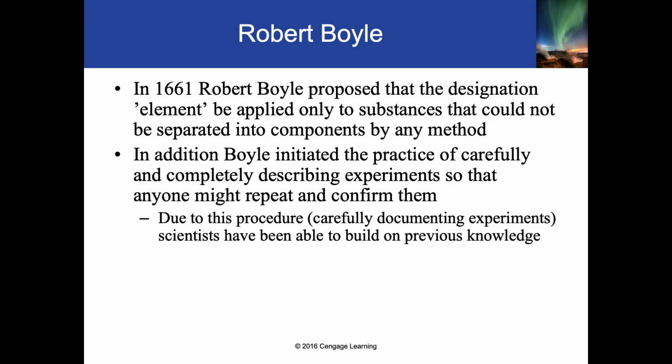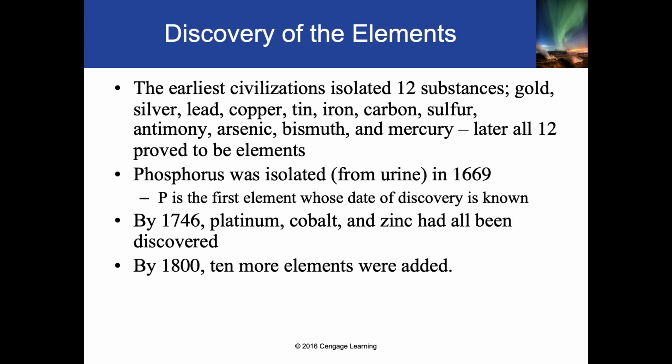Okay, so let's talk about the discovery of the elements. The earliest civilizations isolated 12 substances: gold, silver, lead, copper, tin, iron, carbon, sulfur, antimony, arsenic, bismuth, and mercury. And all 12 proved to be elements. The earliest civilizations, I mean, we're talking about BC. That's crazy. I can't isolate anything now, and we're in the 2020s.